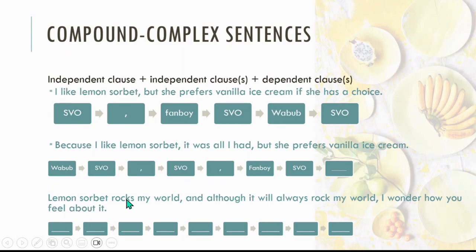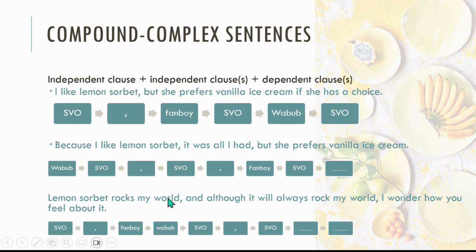And this one, lemon sorbet rocks my world. That's an independent clause, doesn't have a wabub before it, so it's independent. And although it will always rock my world, this is dependent because it has a wabub. Now another independent. I wonder how you feel about it. That's the biggest difference between independent and dependent, is that a dependent clause will begin with something that subordinates it, makes it dependent on another sentence or another independent clause.